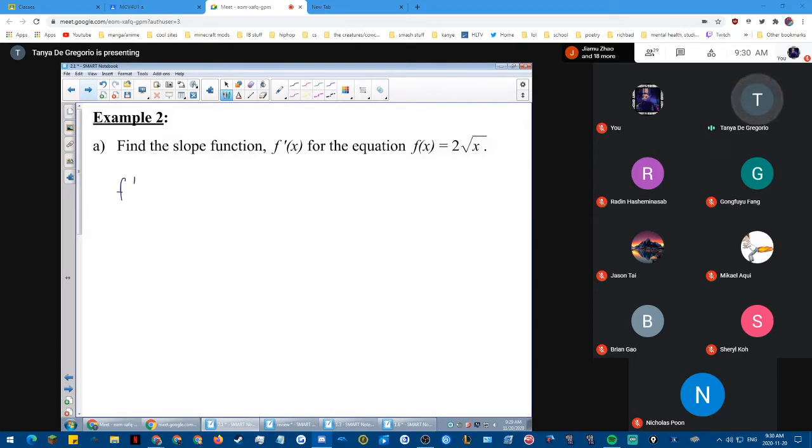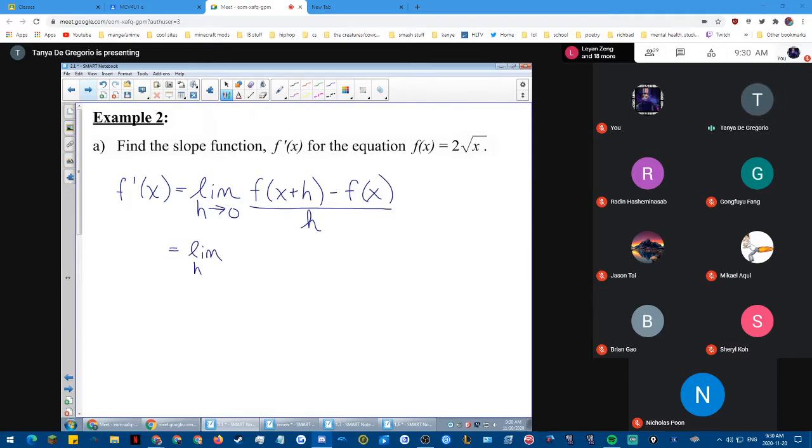So again, I'm finding my derivative. I know that it's the limit as h approaches 0 of f at x plus h minus f of x, all over h. Okay, so now we're subbing in. So you guys tell me, what am I going to have first here? What am I going to have to write there? You guys tell me. What should I write there?